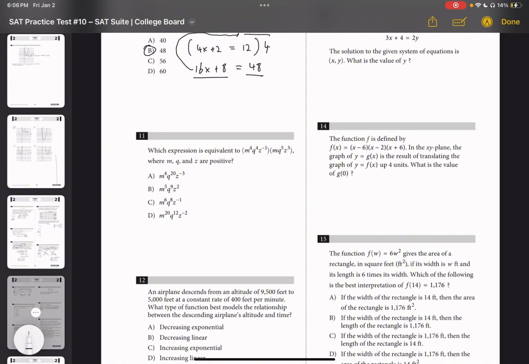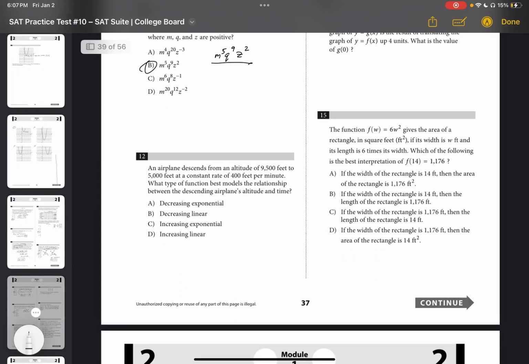Question 11, which expression is equivalent to m to the 4 q to the 4 z to the negative 1 times m times q to the 5th times z to the 3rd, where m, q, and z are positives? Okay, so this is just testing your knowledge of exponential rules. We know that when we multiply exponents together, they have to be the same variable, and we're adding the exponents. So m to the 4 times m is going to be m to the 5. Q to the 4 times q to the 5 is going to be q to the 9. And then z to the negative 1 times z to the 3 is going to be z to the 2. So this should match up with one of the answers, which is option choice B.